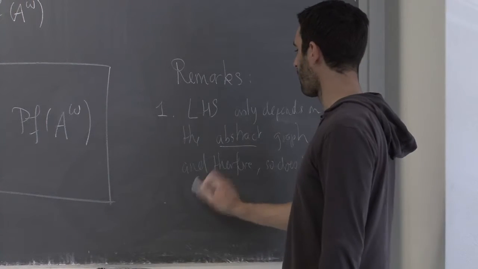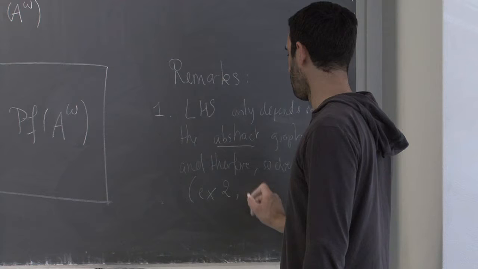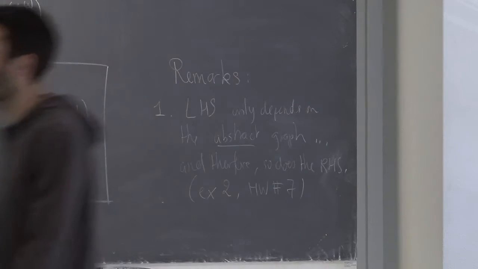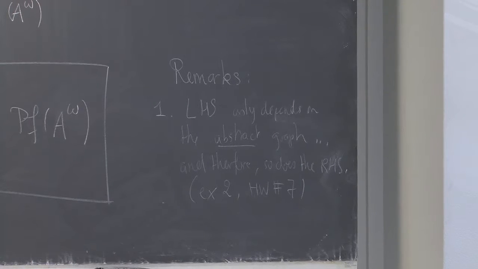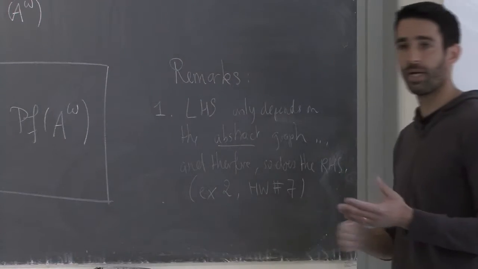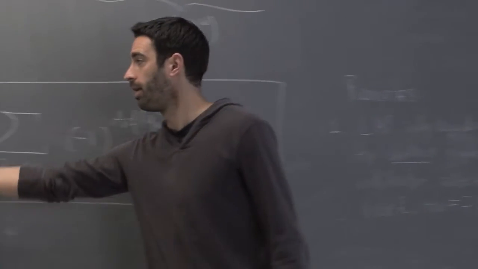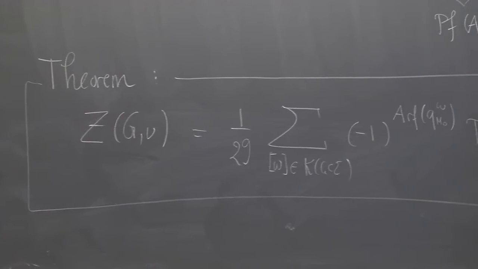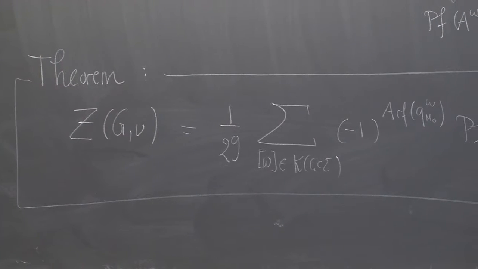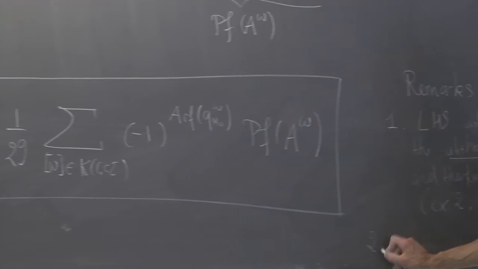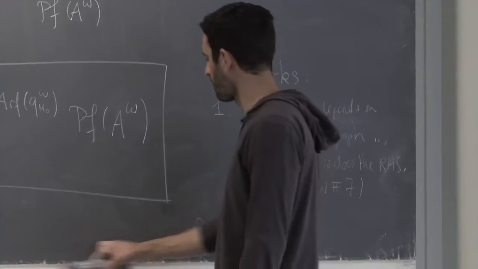And I gave one example. I think it's exercise 2, homework 7, let me just check. Yes, so I give a very simple example of a graph which you can naturally embed in the plane and in the torus, and you try to make the computation. It's kind of funny to see that, okay, it gives the same thing. You might have thought that this right-hand side, of course, depends on the way you embed your graph. It's not the case.